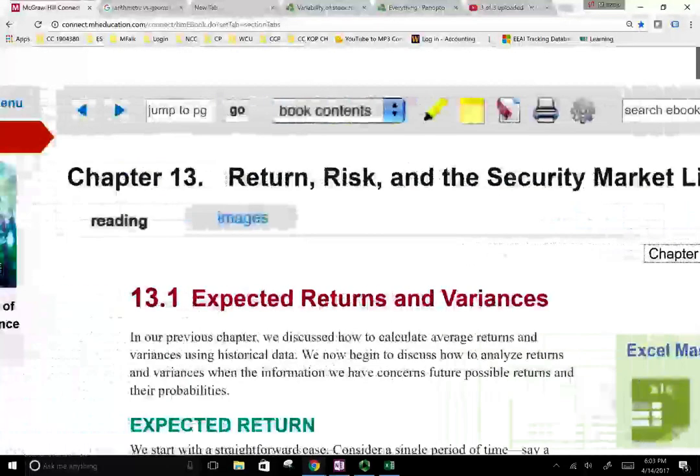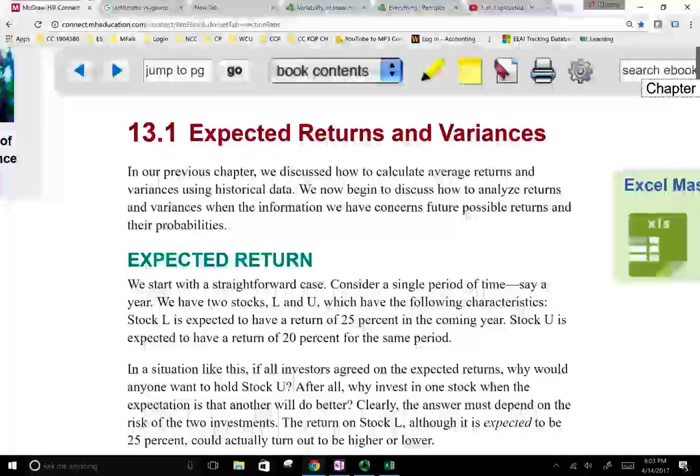In this session, we're going to discuss return risk and the SML, which is the security market line. So let's go ahead and take this chapter step by step, because we're going to be working with information built on the previous session. So make sure you learn what expected return is to start with and how we calculate the variance for that.